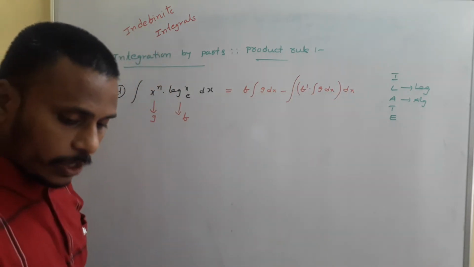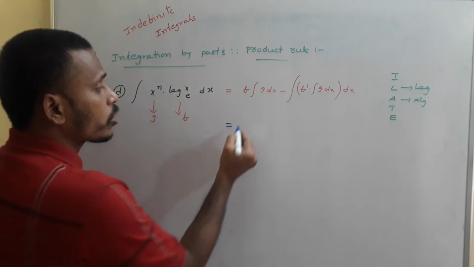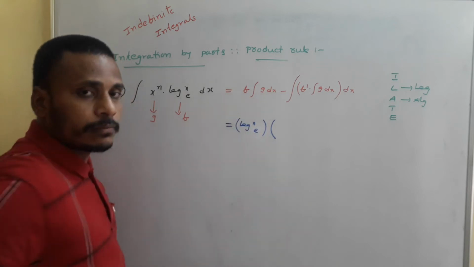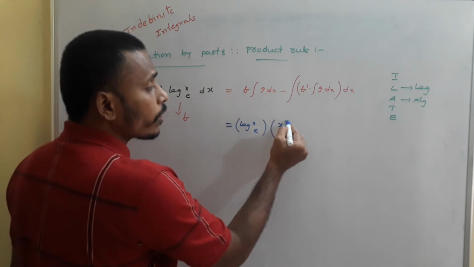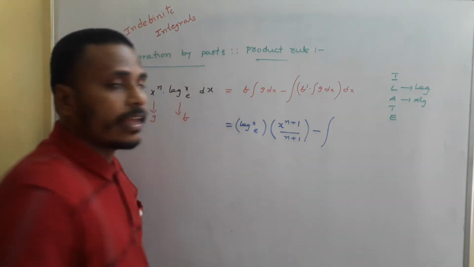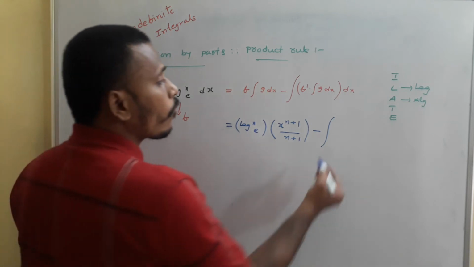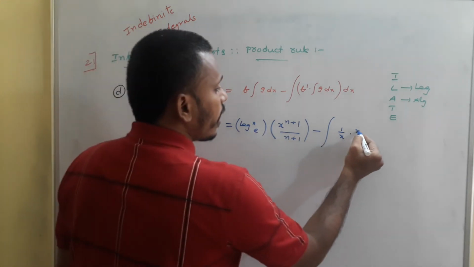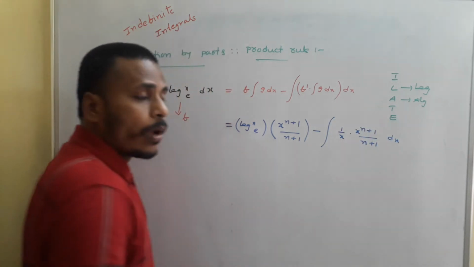So directly I will try to write. Just have a look. So what is f? F is this first function. What is that first function? Log x to the base e. So f is log x to the base e into integral of g. What is g? G is this x power n. What is the integration of x power n? Integration of x power n is x power n plus 1 by n plus 1 minus integral of f dash. What is f dash? F is log x, f dash is derivative. Derivative of log x is 1 by x into integral of g. Integral of x power n is x power n plus 1 by n plus 1 dx. And now when you look, this is okay.